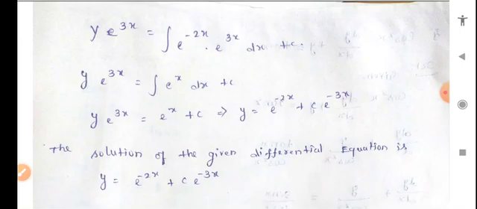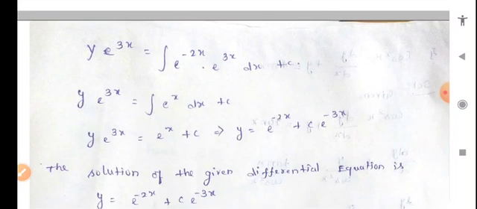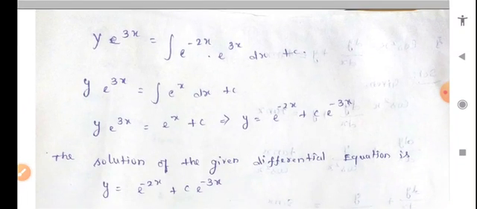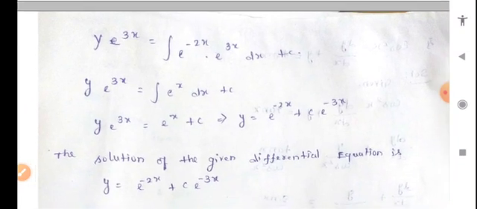So today the concept we are seeing is the linear differential equation. The next one is how to solve the linear differential equation. So please recall it, and after that you can find the answers for the remaining sums which I have given to you, right? Thank you.